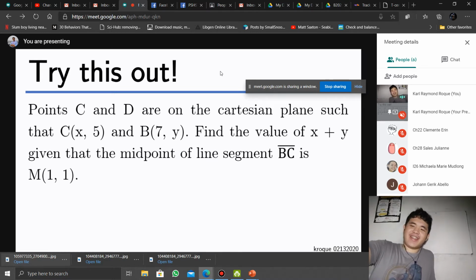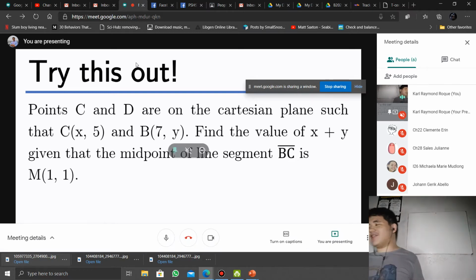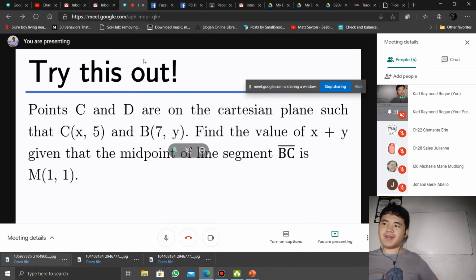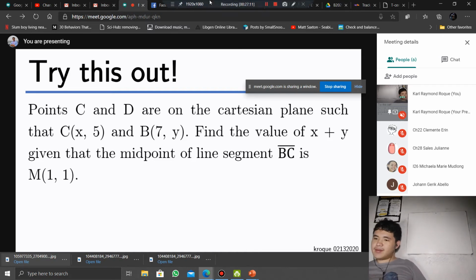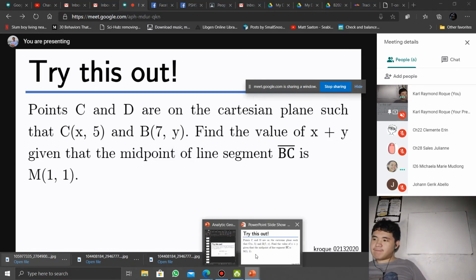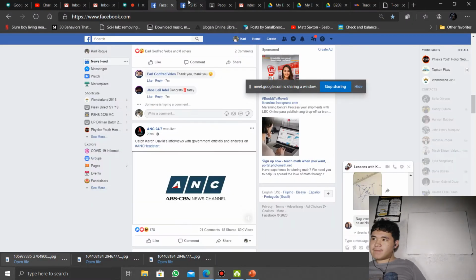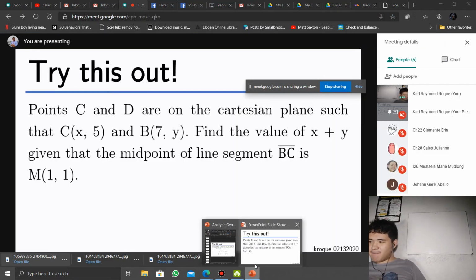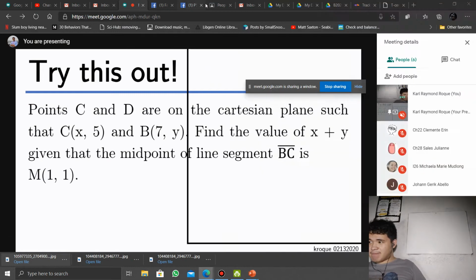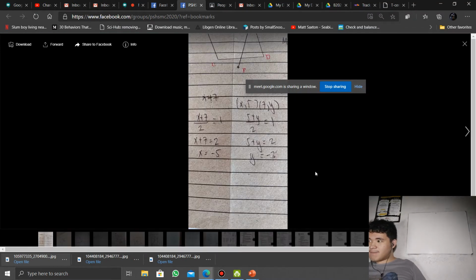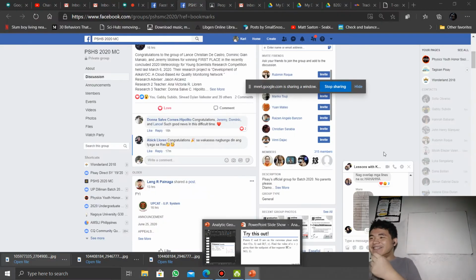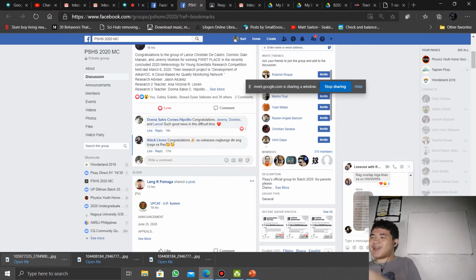If you need help, go lang. Just type in the group chat, or you can call me out directly. Isa-send po yung answers sa GC. Yeah, go. Send your answers at GC. Mike, read the question na lang ulit, no? Find the value of x plus y. Pero tama naman yan. Good job.